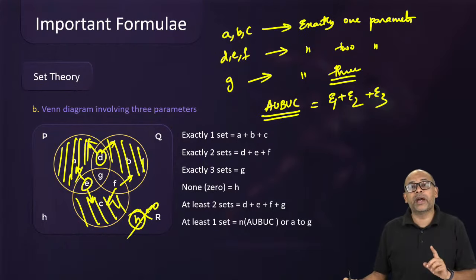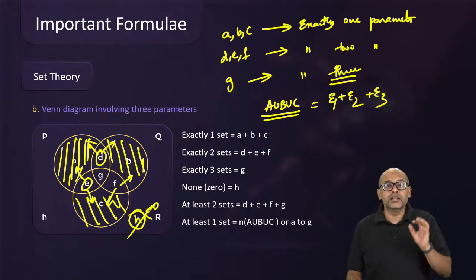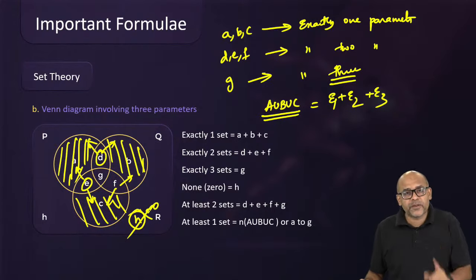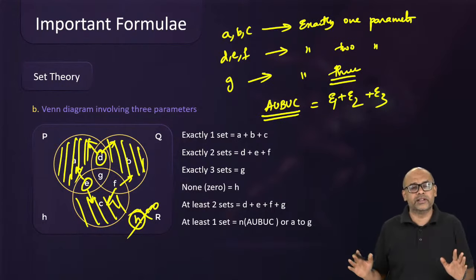Right? So please keep this in mind. Many students make a mistake here. This is one of the very simple points. Unless specifically mentioned, somebody is always outside.